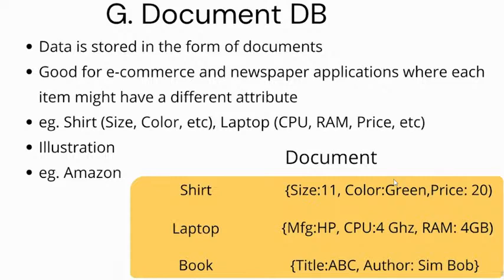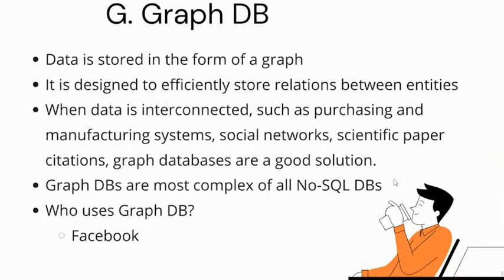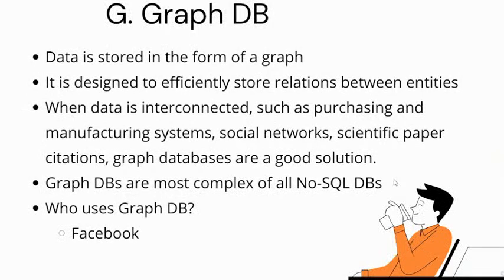If you understand this, let's take a look at the last type of database in the NoSQL category. This one is known as graph database. Graph database is one of the most complex type of NoSQL database. In this case, data is actually stored in the form of graph. It is designed to efficiently store relations between different entities. You use this when the data is interconnected.